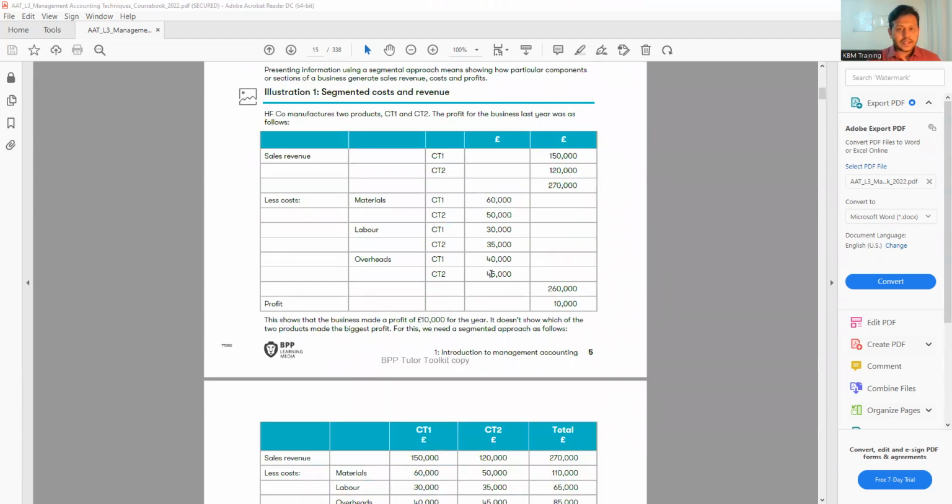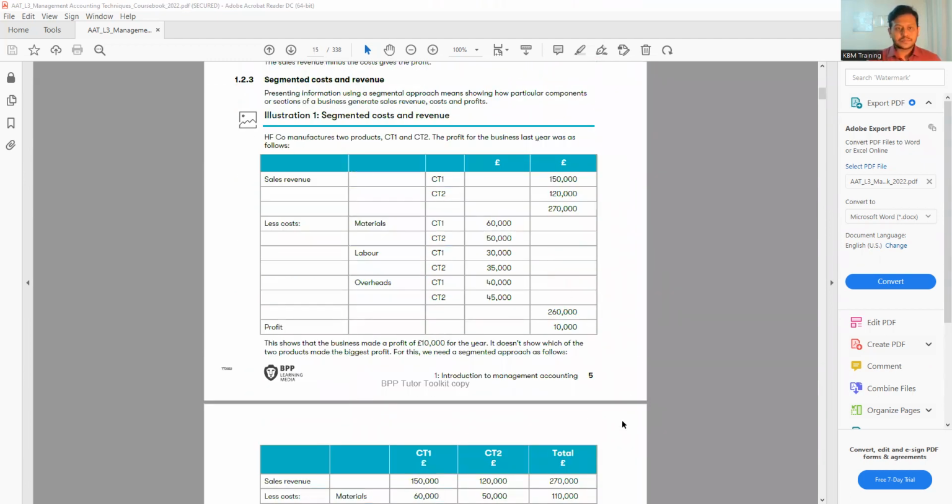Okay, let's look at one example for the segmented cost. Here they are saying we have two products, C1 and C2. The sales revenue for C1 and C2 together is 270, and the total cost together for C1 and C2 is 260. If you subtract 260 from 270, we have a profit of 10,000. So when we don't do the segment, we take all the products together, and my profit is 10,000.